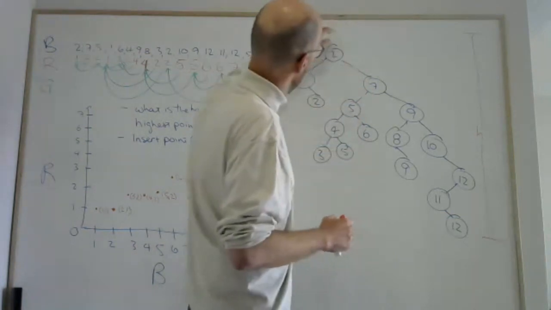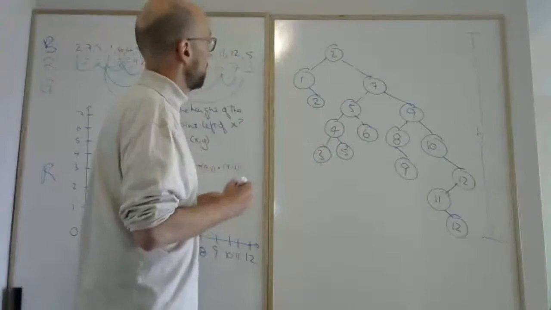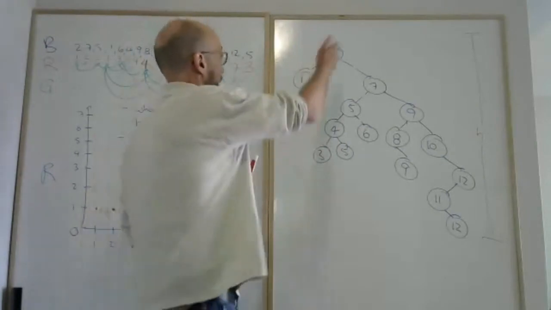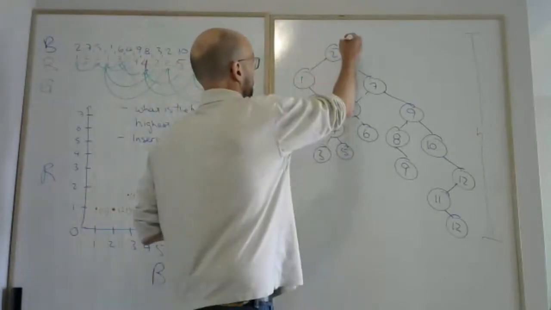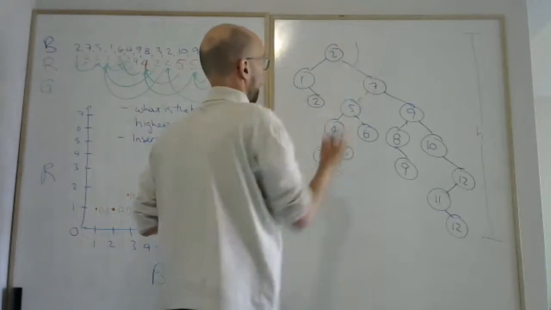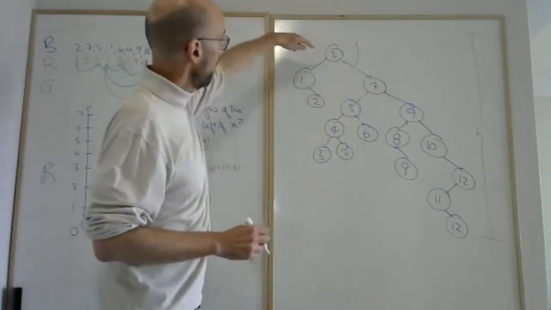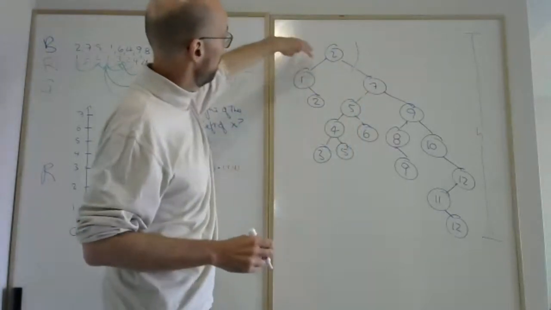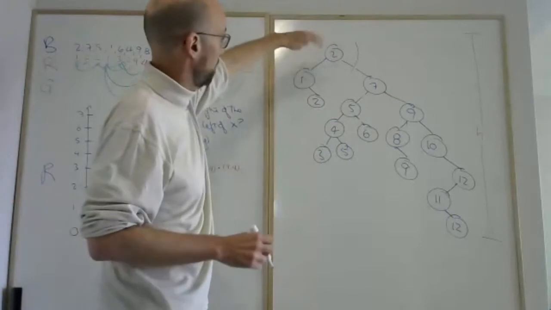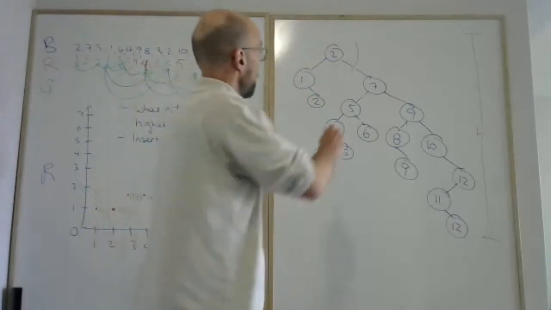How do you find this line? Well, 2 is smaller than 5. So everything over here is smaller than 5. 2 and everything to the left of 2 is smaller than 5.